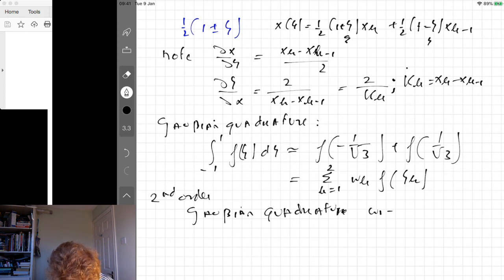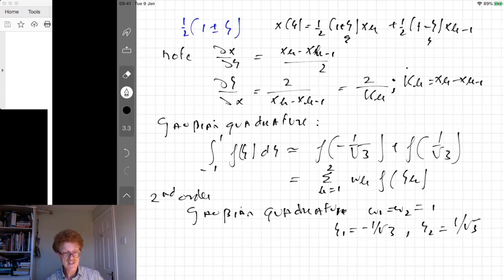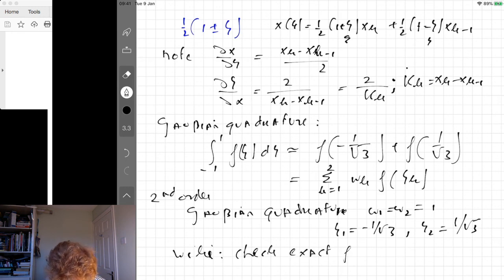which has weights w_1 and w_2 equal to 1, and xi_1 is minus 1 over the square root of 3, and xi_2 is 1 over the square root of 3. It turns out it's exact for quadratic functions, so check that. So look at Wikipedia. Check. You can just do it exact for quadratic functions.